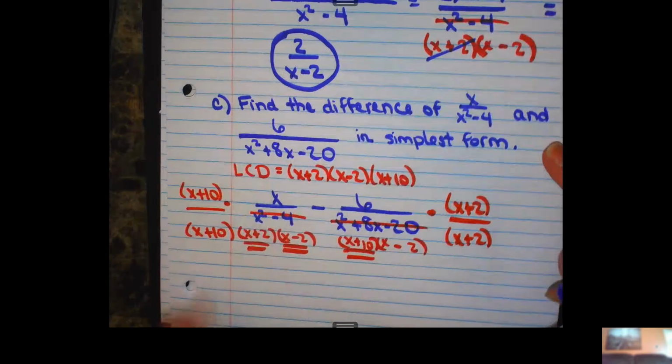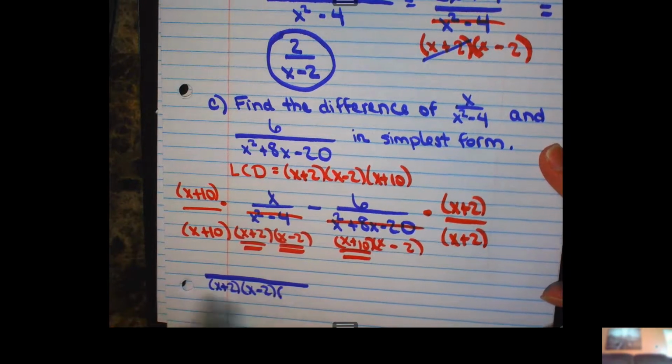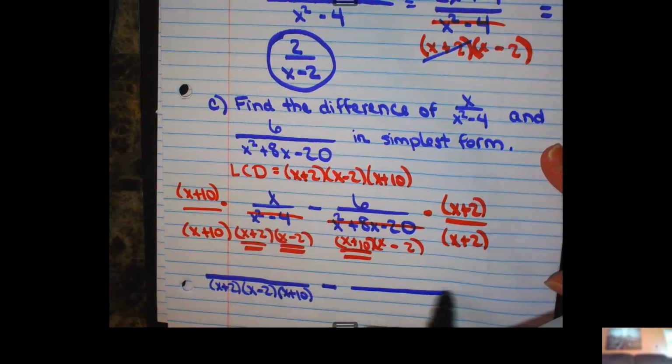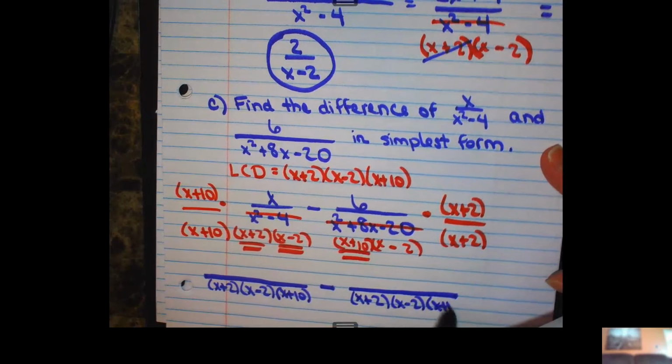So what I'm going to do is rewrite my fractions. I'm going to have 2 fractions. I'm going to have my LCD. You can write any term you want first. So I'm going to put x plus 2, x minus 2, x plus 10. I'm subtracting my other fraction, so I'll do the same thing. So all I'm doing right now is just rewriting my LCD. If I'm going too fast, don't forget to pause the video.